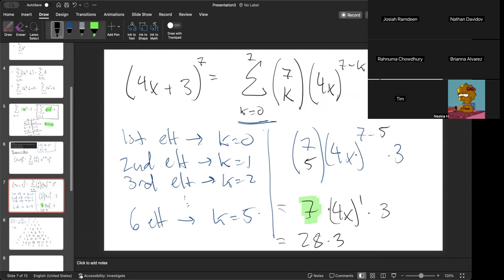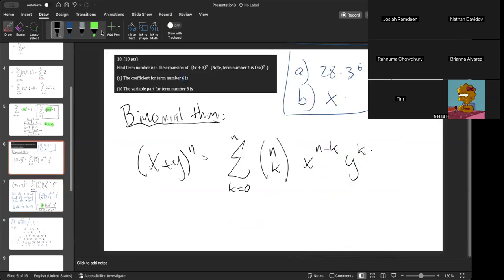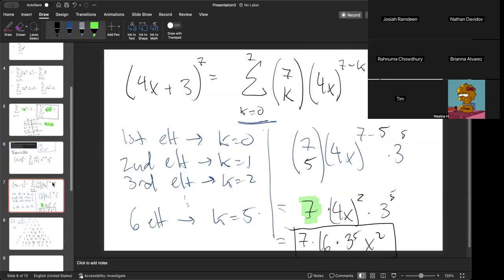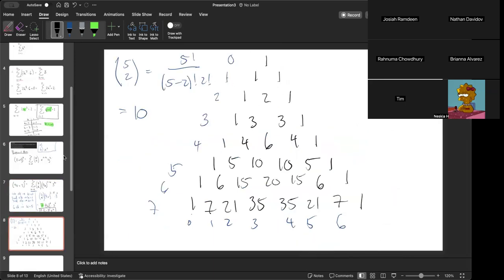So this is actually 4x squared. Thank you. So this is actually 7 times 16 times 3 to the 5th x squared. I don't know what number this is. Sorry. Thank you very much. Good. So actually, this is the wrong answer. The variable part is x squared, and the coefficient is 7 times 16 times 3 to the 5th.